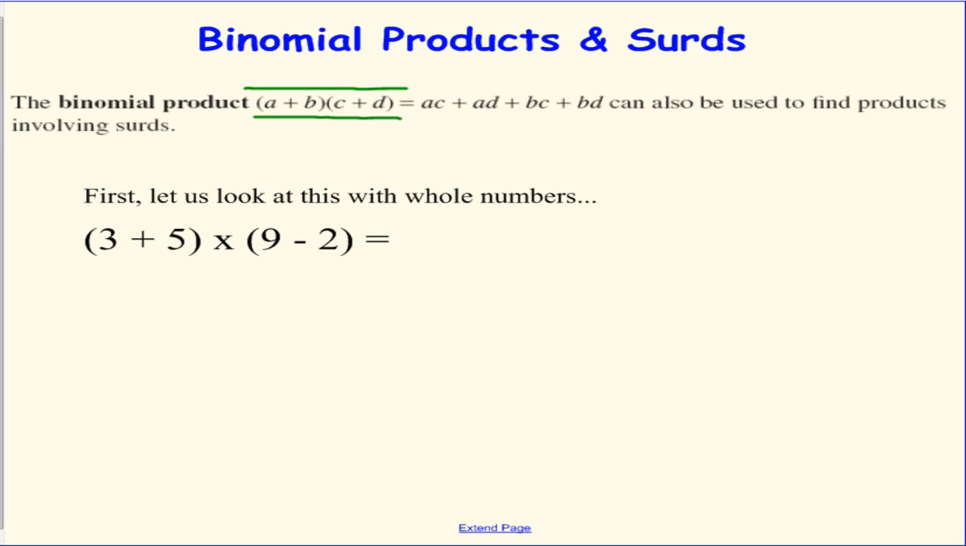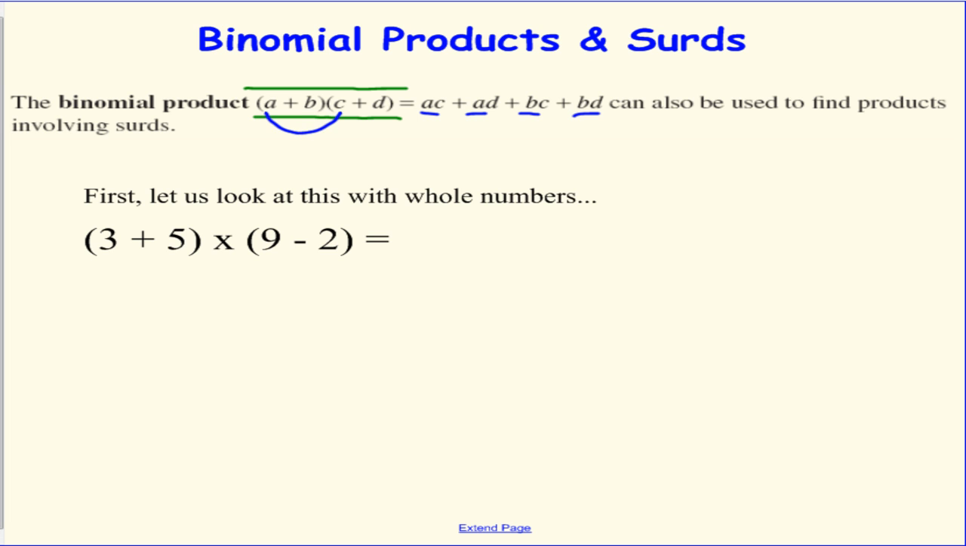Now, a binomial product is when you have two factors multiplied together that are made up of a sum of numbers. So here we have A and B. They're added together and they're being multiplied by C and D. Now, this is a rather complicated way of writing the answer. You've got AC, AD, BC, BD. All that pretty much says is you need to multiply each number by every number in the other bracket.